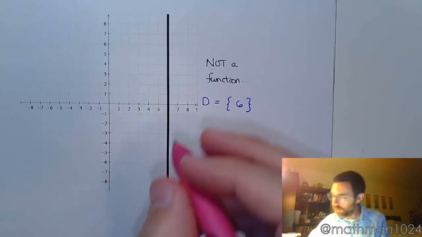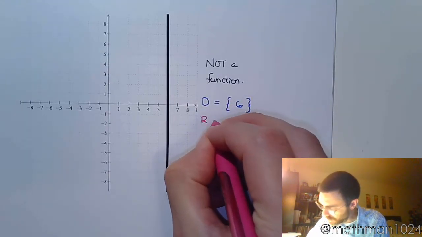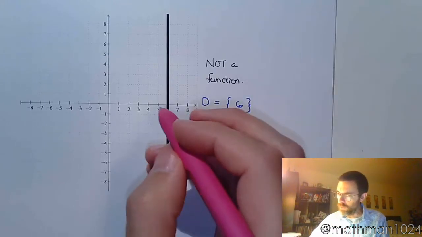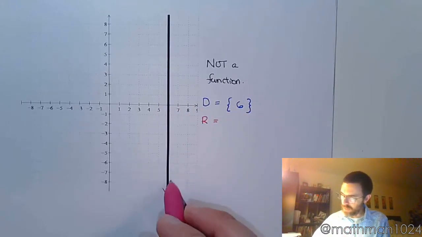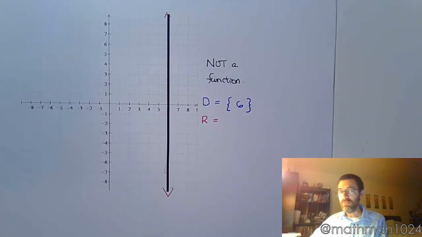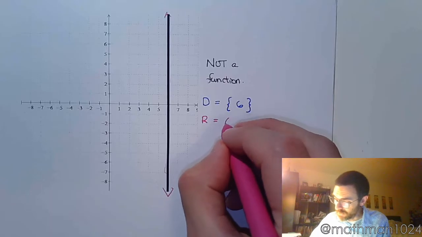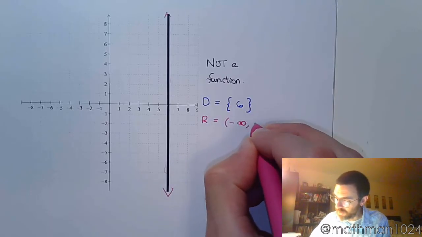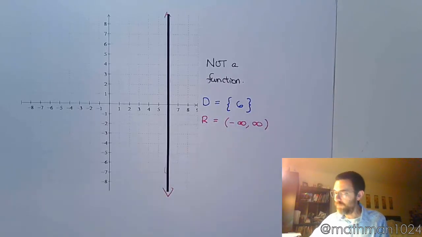What about your range? Well, let's see, is your range the same thing? Well, notice this guy goes all the way down and he goes all the way up. So in terms of the range, he's covering a lot more. He's covering everything. So that's from negative infinity to infinity. So you got to watch out for things like that. For vertical or horizontal lines, their domain and range may be just a single element like that.